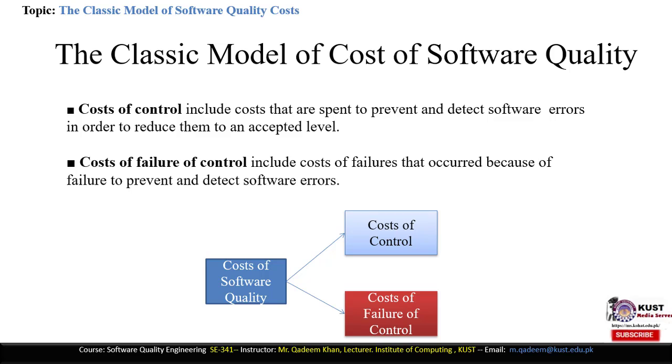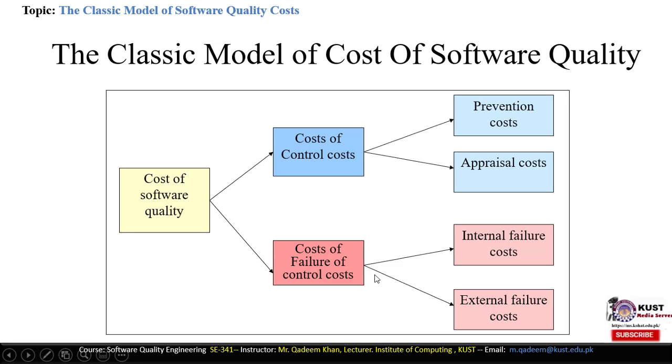The second cost is the cost of failure of control, meaning that it includes the cost of failures that occurred because of the failure to prevent and detect the software failures. So the failure to detect and prevent the failure of the software is called cost of failure of control. So these two costs are combined with each other to compute the cost of software quality.